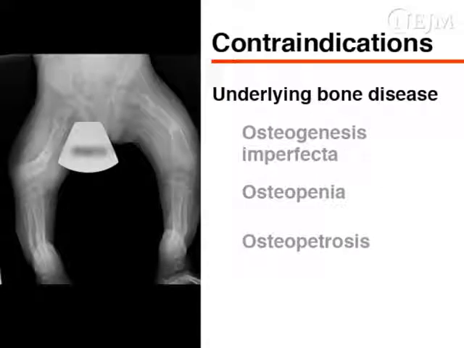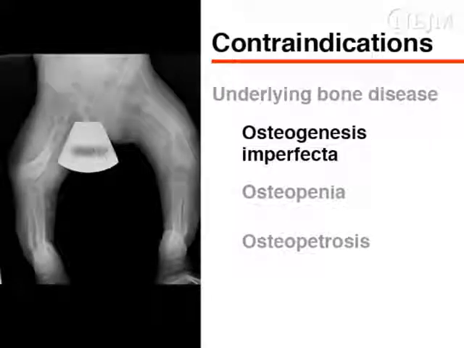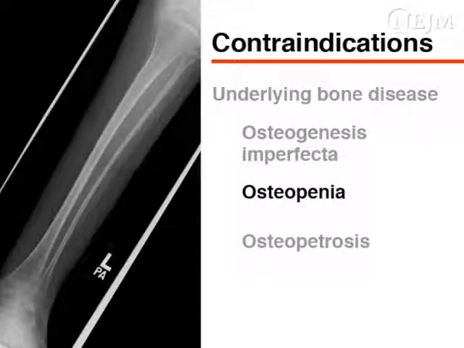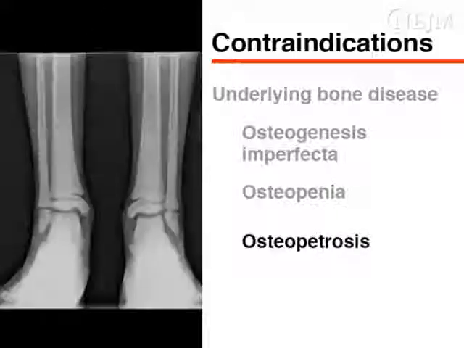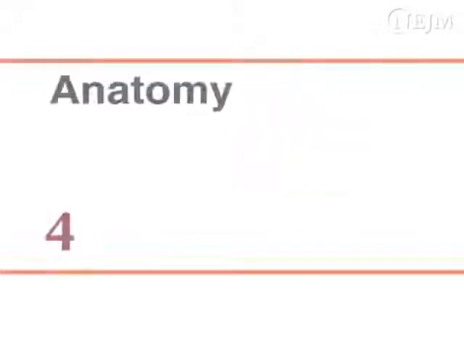Avoid intraosseous cannulation in patients with underlying bone diseases, such as osteogenesis imperfecta or osteopenia, whose bones may not tolerate or support cannulation, and in patients with osteopetrosis, a condition with very dense bone in which cortical penetration may not be possible.